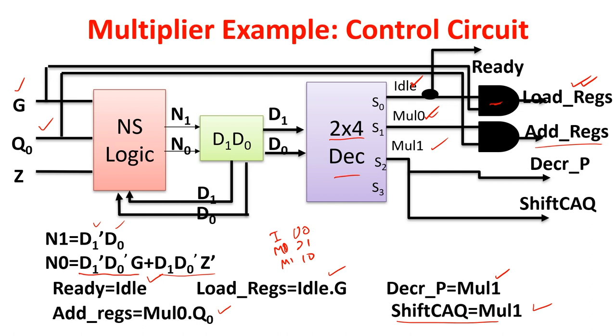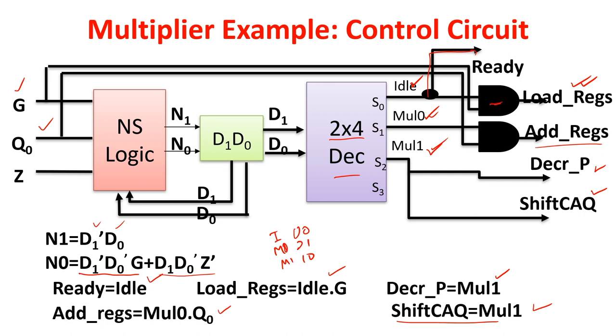Suppose you are in MUL1, then by default we are doing decrementing, and by default we are doing shifting CAQ. And if we are in IDLE state, then ready. Once IDLE state and G is equal to 1, then we do load register. In this way we can generate the controller for this sequential multiplier.